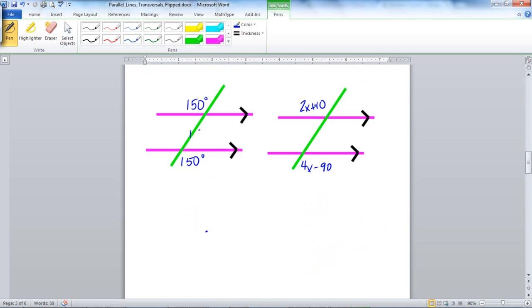This time, I know that this angle is congruent to this one. Well, they didn't give me an angle measure, they gave me expressions. Well, that's okay, just like in previous problems. I know I can set these equal to each other. So I subtract 2x from both sides. I get 10 is equal to 2x minus 90. I add 90 to both sides.